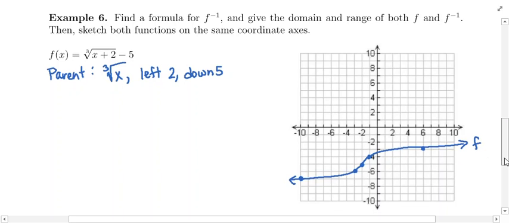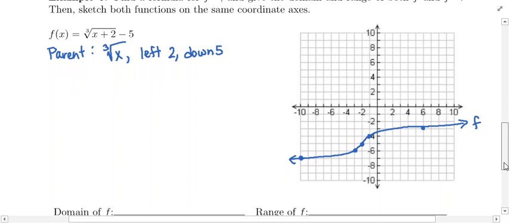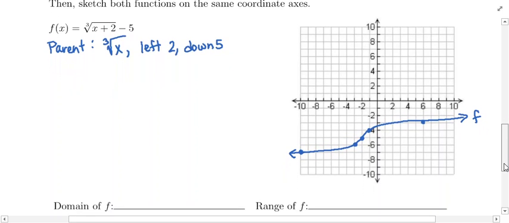If you try to write down the domain here, the domain is going to be all real numbers. You know this from the formula: the domain of a cubed root function is all real numbers. Also, the leftmost point on the graph is negative infinity in the x direction. The rightmost point, because the graph keeps going, is positive infinity in the x direction.